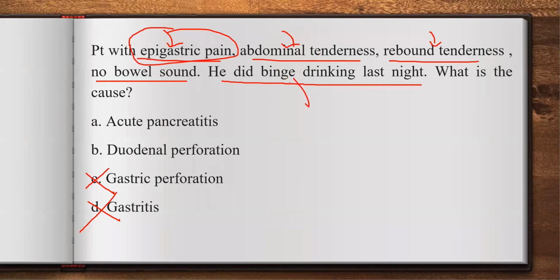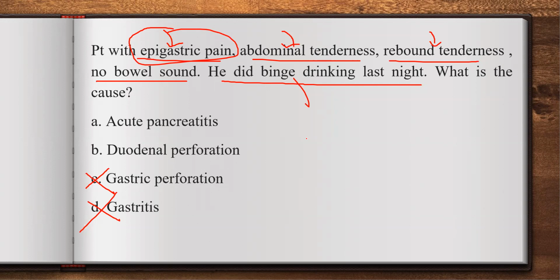Binge drinking can also be a clue to pancreatitis, because many times that is the clue to diagnose pancreatitis: someone having a binge drinking overnight and now coming to you with epigastric pain and tenderness. So that can go with pancreatitis also. So in the exam, if you find that this patient has symptoms only in the epigastric region, or even rebound tenderness in the epigastrium, then think about pancreatitis rather than perforation.